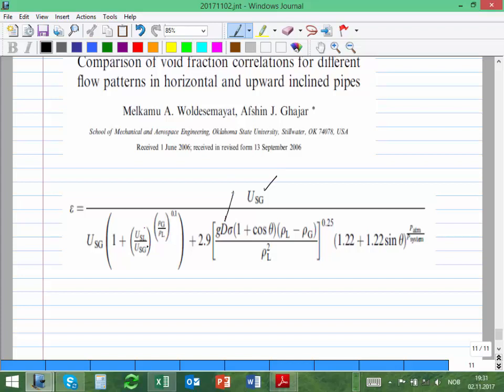It's also using the diameter of the pipe, the surface tension, the inclination of the pipe, and the pressure. And the densities, density 1 and density 2. So how many parameters is that? 1, 2, 3, 4, 5, 6, 7, 8. 8 parameters. Okay, so we're going to use that.